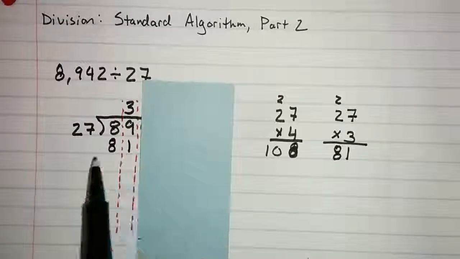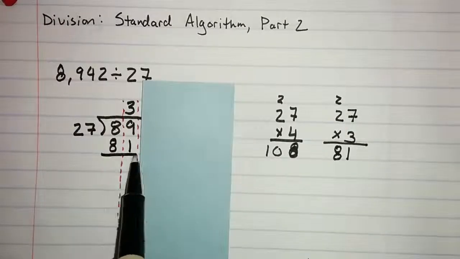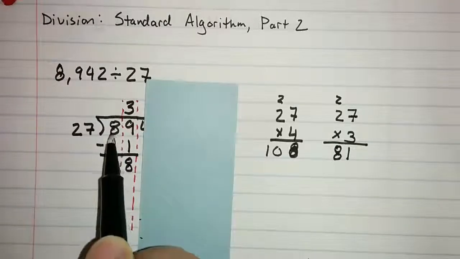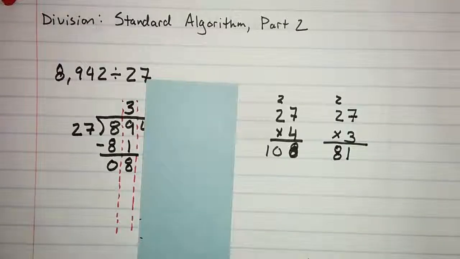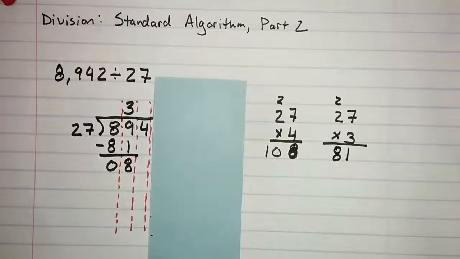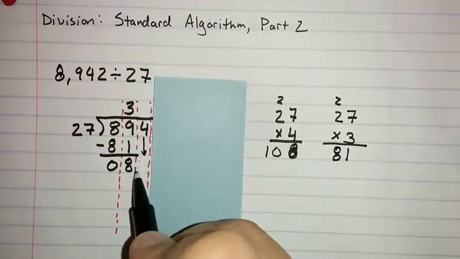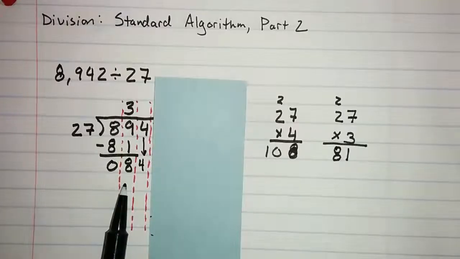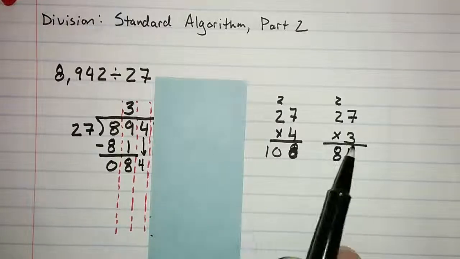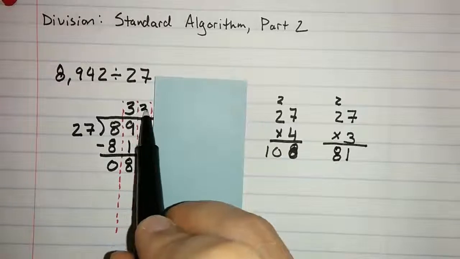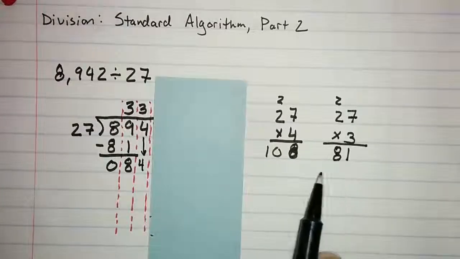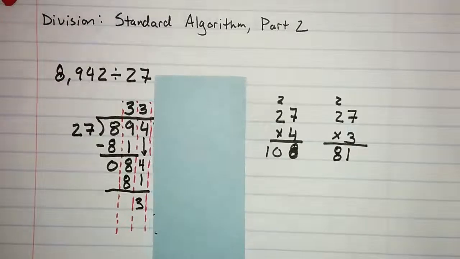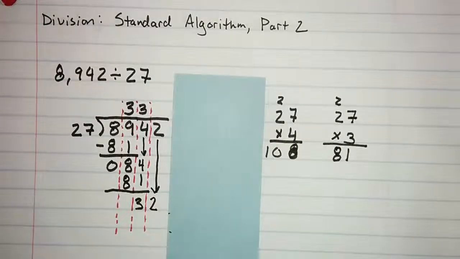So 3 times 27 I said was 81. I subtract. 9 minus 1 is 8. 8 minus 8 is 0. I move over. Bring down the 4. Now I'm thinking 27 into 84. Oh, I can use my 3 again, because 84 is between 81 and 108. Subtract, I get 3. Bring down the 2.